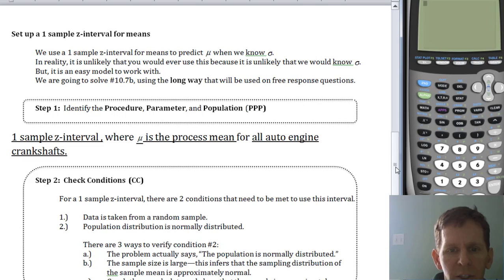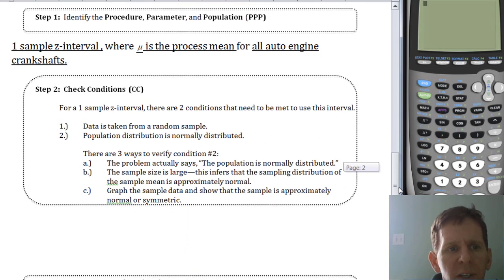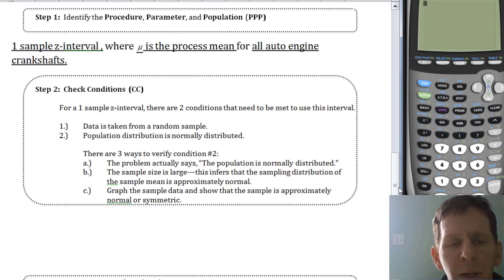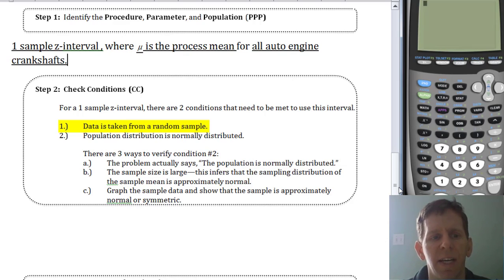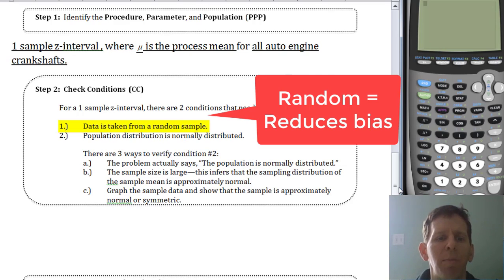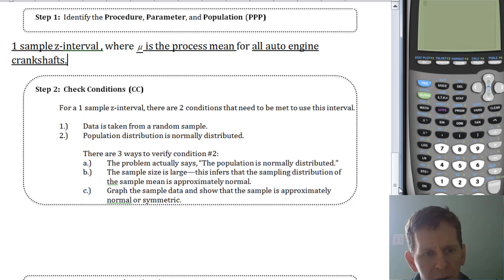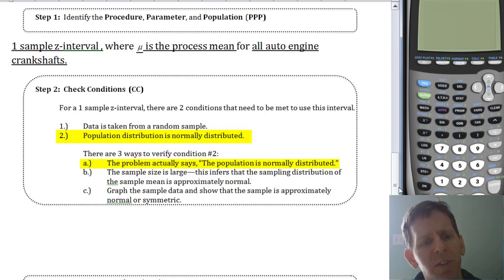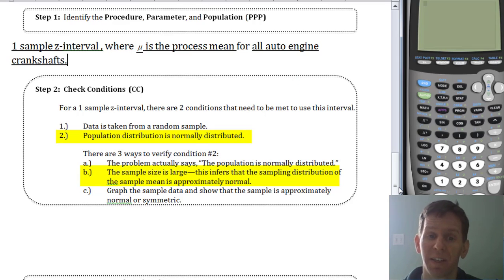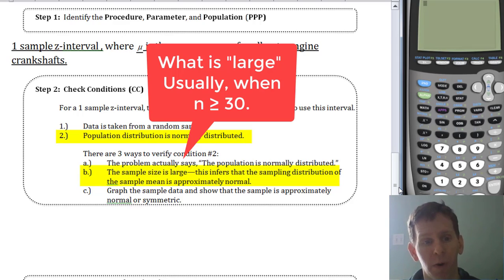Step 2, check conditions. In real life, if you're using this type of confidence interval, there are 2 conditions that need to be met in order for you to legally use this interval. The first condition is that data is taken from a random sample. This is important because if we take data from a random sample, this reduces bias. The second condition is that your population distribution is normally distributed. Now there are 3 ways to verify this condition. If the problem actually says the population is normally distributed, we're good to go. If the sample size is large, this infers that the sampling distribution of the sample mean is approximately normal.